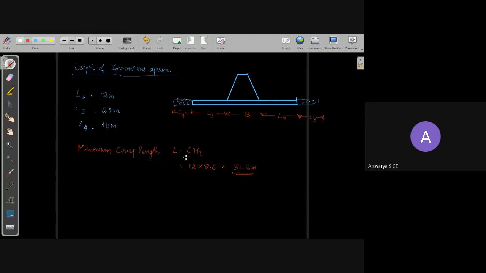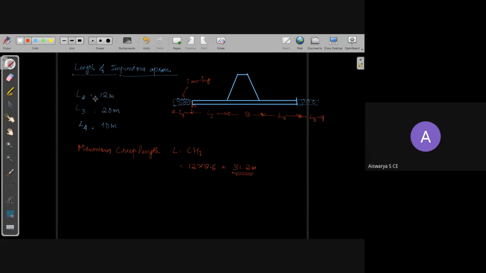കഴിഞ്ഞ ക്ലാസ്സിൽ, in the last class we were finding out what is the length of impervious floor. In that we have found out what is the length of pervious floor and impervious floor. Pervious floor implies this launching apron. What is the length of pervious floor? It starts from this portion to this portion. It doesn't include the launching apron or the pervious apron.